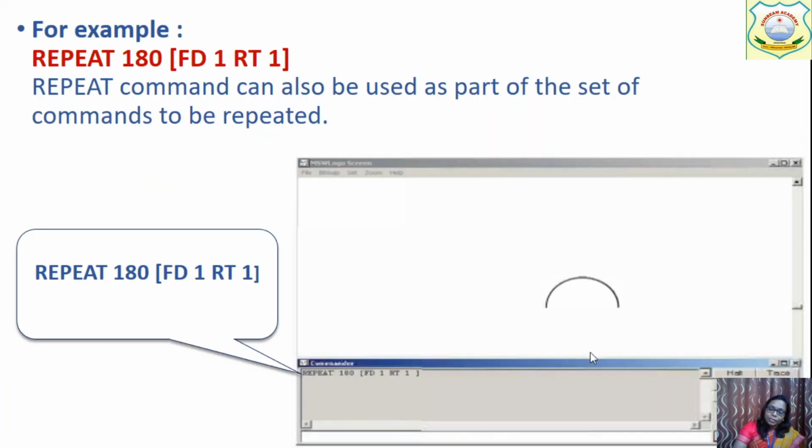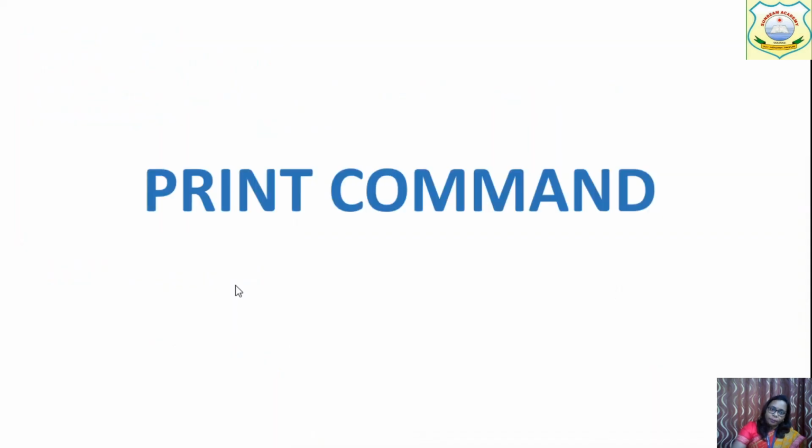For a semicircle, instead of using 360, we use 180, because a semicircle is half of the circle, so 360 divided by 2 is 180. So what is the command to draw the semicircle? Repeat 180 FD1 RT1.